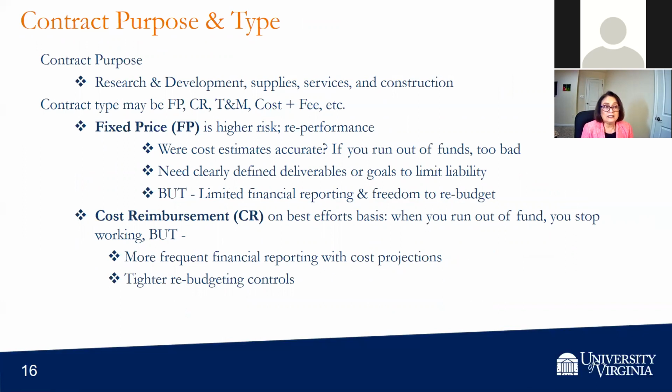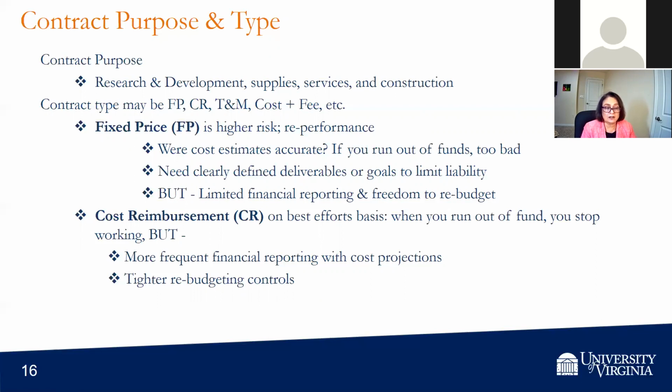Now, these are a quick recap of some of the contract types and their purposes. The contracts that generally come to the universities are research and development types of contracts, and sometimes services. We will not get a federal contract to provide them with supplies or do a construction for them. So the contract types are generally fixed price, cost reimbursable, time and material, and cost plus fee types of contracts.